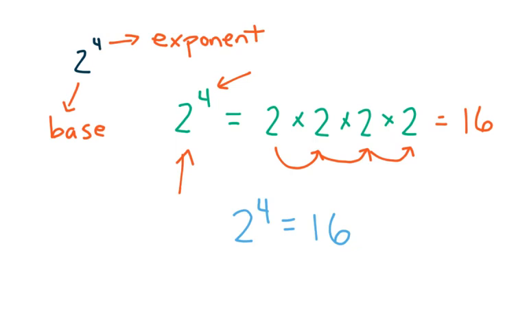Let's look at a couple more. If we have 9 raised to the 2nd power, that tells us that we're going to multiply 9 by itself, and we're going to have 2 of them. So that represents 9 times 9, which is 81.